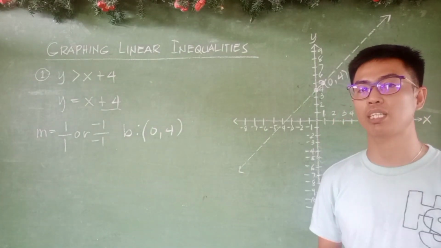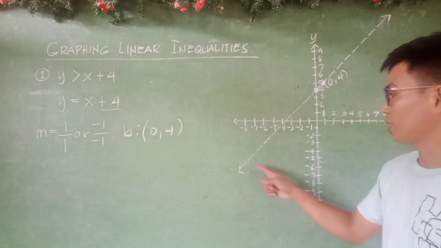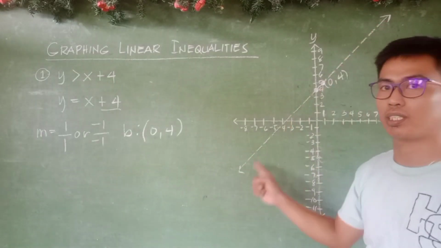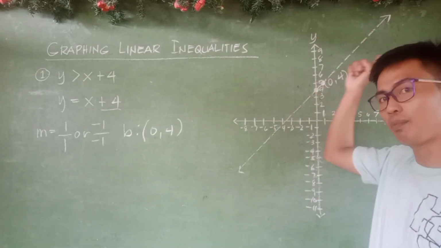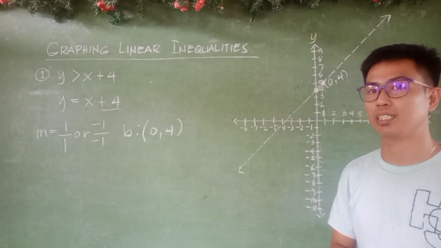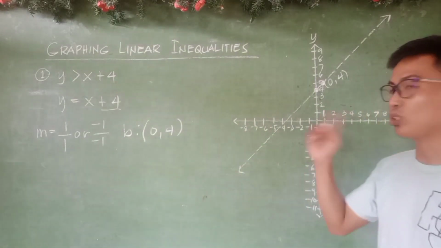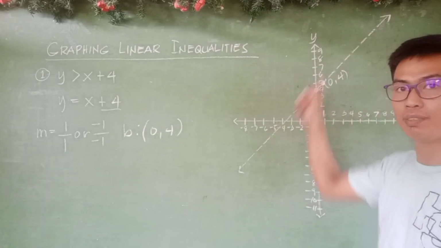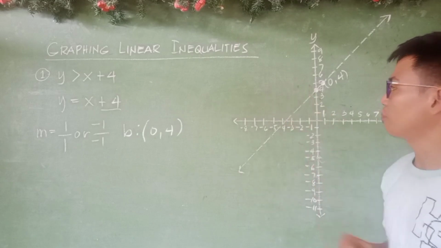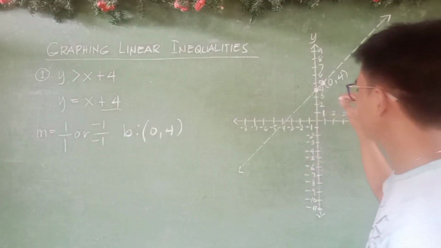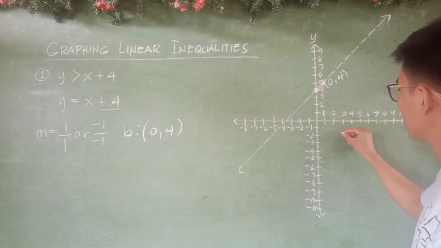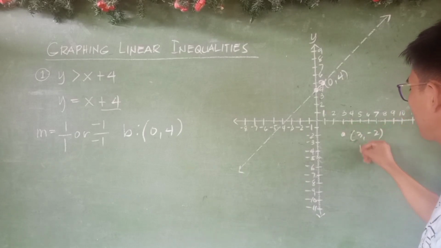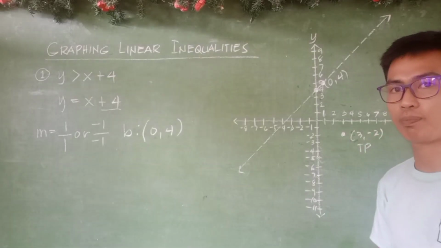So, kailangan lang naman natin ma-identify kung nasaan ba siya. So, kaya siya naging broken line, ang ibig sabihin niyan, hindi kasama yung mga points na nasa line. So, hindi kasama siya sa solution ng ating given. So, using a test point, pipili lang tayo. So, kahit saan dyan sa magkabila, basta wala sa line, mamimili lang tayo. So, pili tayo ng points dito. Pwede natin gamitin yung 3, -2. So, 3, -2. Let us use this as our test point.